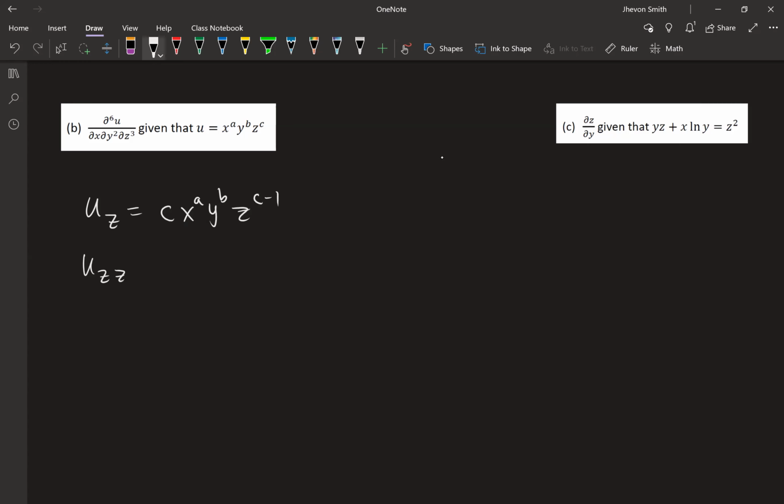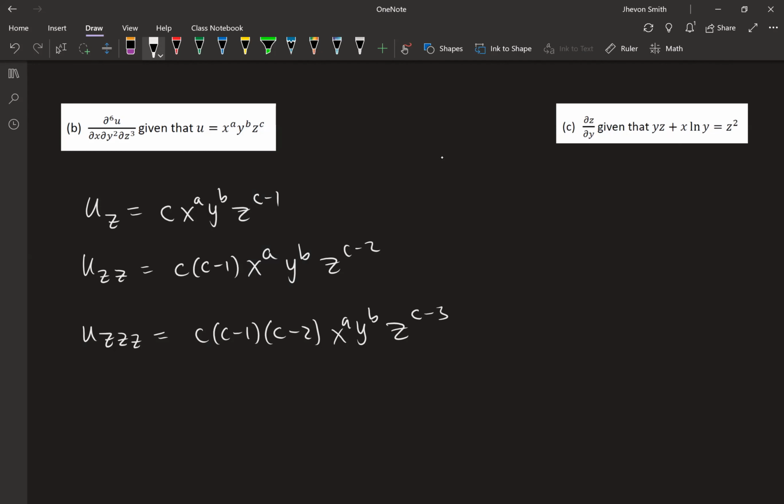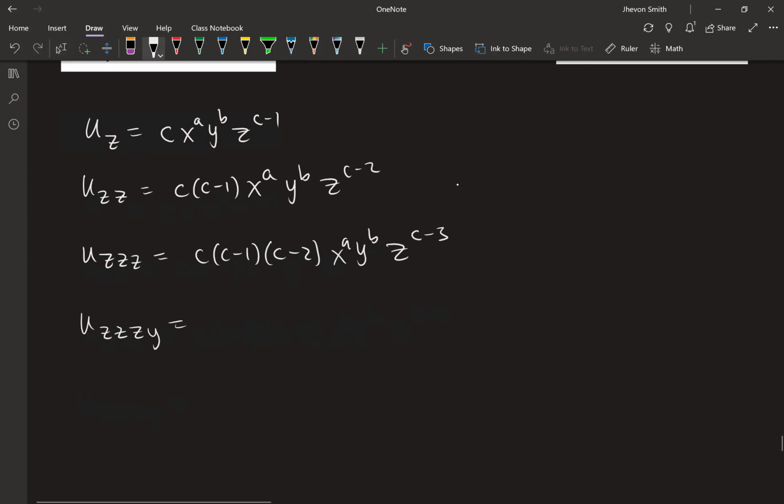Partial of u with respect to z again, c minus 1, c, okay, c minus 2. Partial with respect to z again, c minus 1, c minus 2. X to the a, y to the b, z to the c minus 3. Then you do the partial z partial y. So now this becomes bc, c minus 1, c minus 2, x to the a, y to the b minus 1, z to the c minus 3.